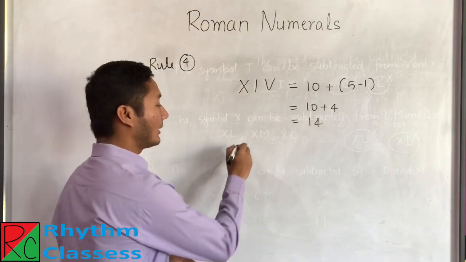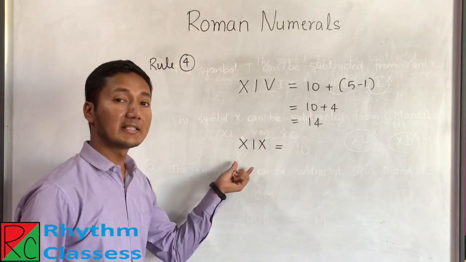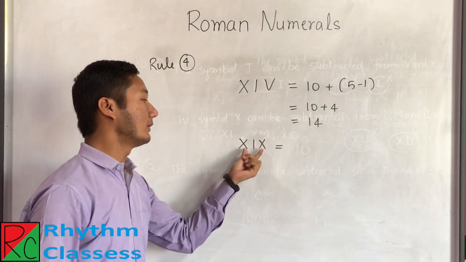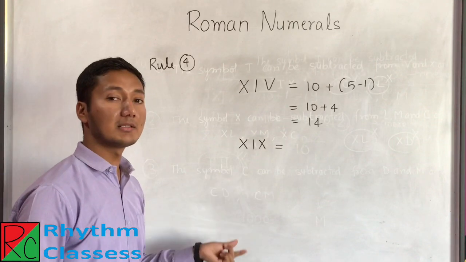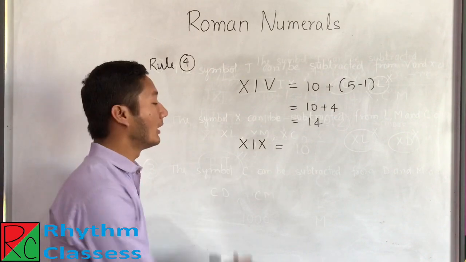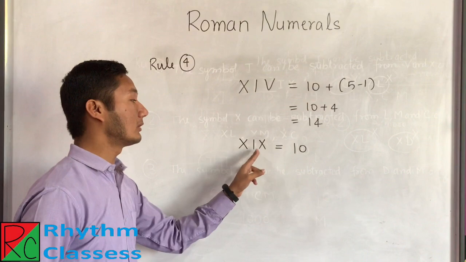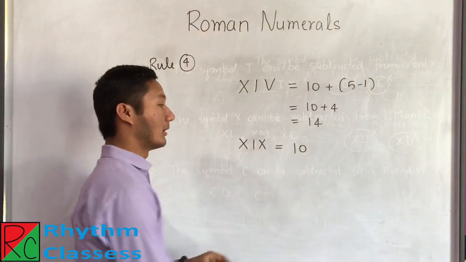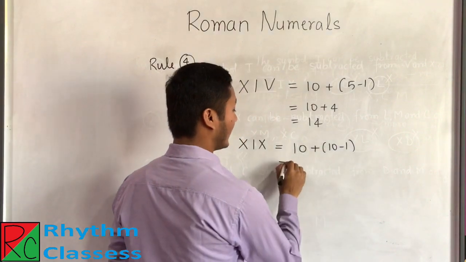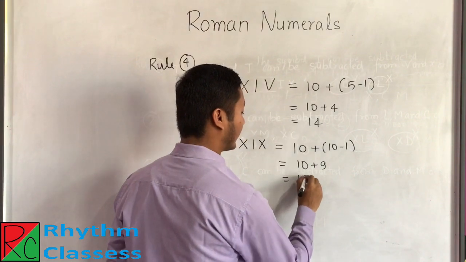Take another example. If we write like this, in this case also the I is written in the middle of 2 Xs. That means a smaller number is written between two larger numbers. In this case, we subtract this smaller number from the right side larger number. It becomes 10 plus 10 minus 1 and it becomes 10 plus 9 and it becomes 19.